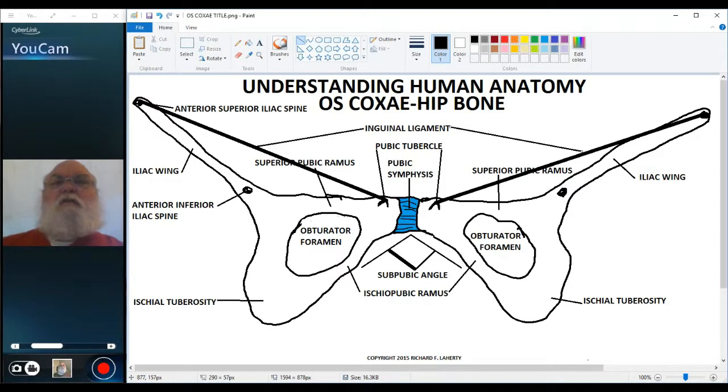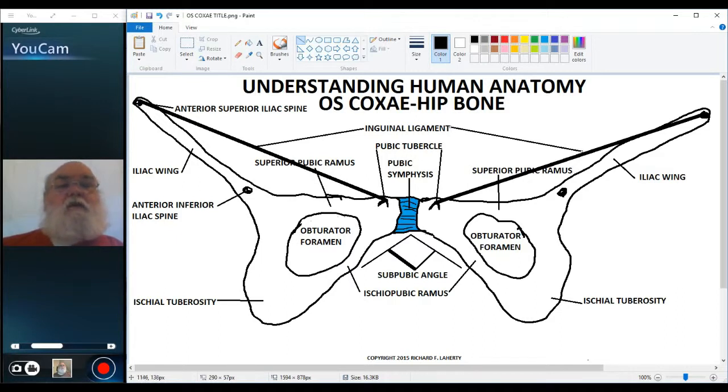The inguinal ligament. The inguinal ligament is actually part of the insertion of the external abdominal oblique. The external abdominal oblique inserts on the anterior superior iliac spine, the pubic tubercle, the pubic bone, and the linea alba, which runs in the midline between the two rectus abdominis muscles.